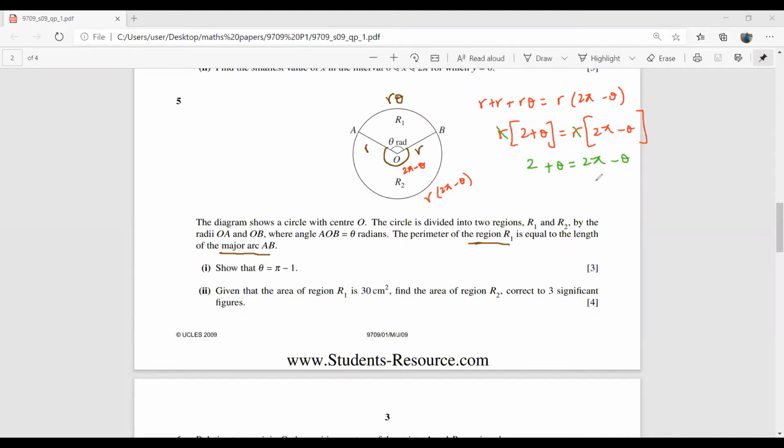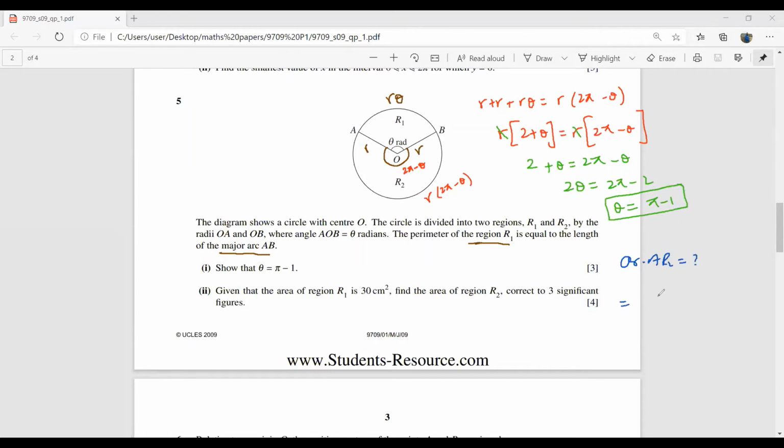So 2 theta is equal to 2 pi minus 2. So your theta is pi minus 1. That is what you had to show. Then it says, given that the area of the region R1 is 30 centimeters square, we have to find the area of the region R2. The area of the region R2, that is what we will find.